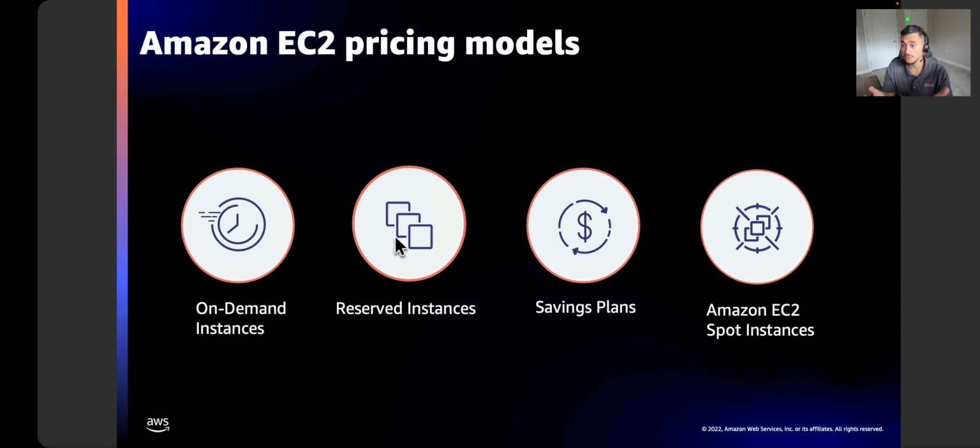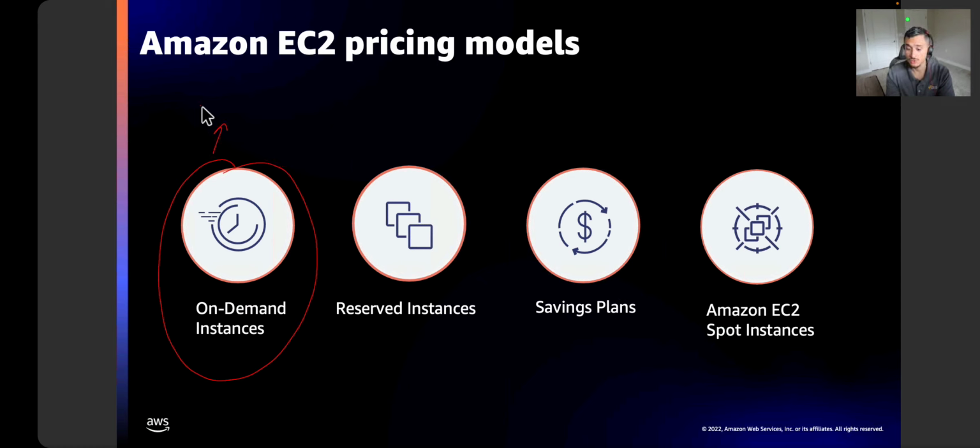So when you provision an EC2 instance in the cloud, by default, you're doing that using the on-demand pricing model, which means that you spin this up when you want, and then when you don't need it anymore, you take it down and you stop paying for it, right? So on-demand, you're billed per second that instance runs for.